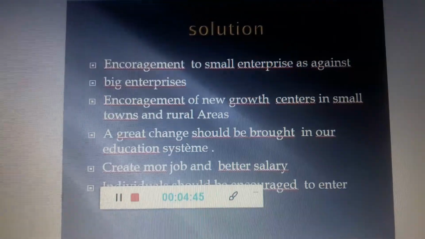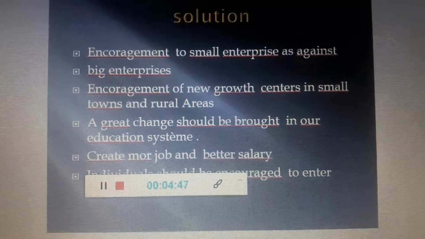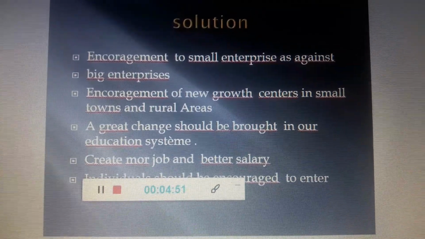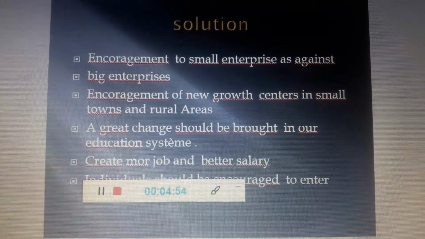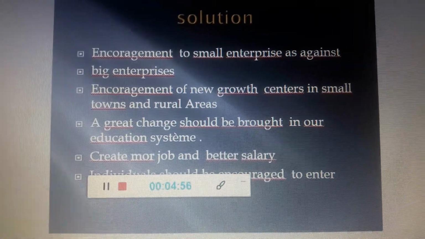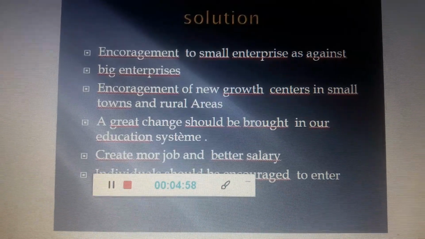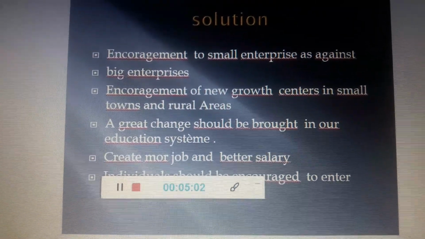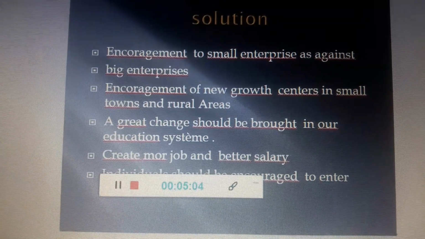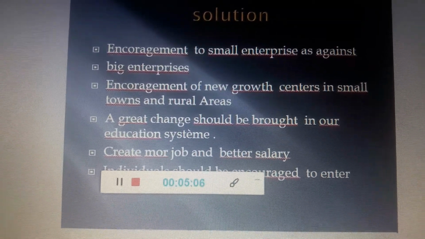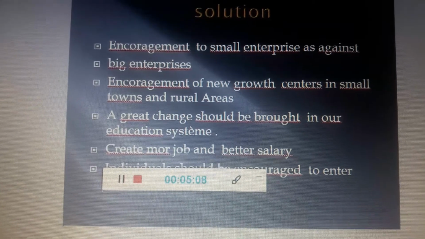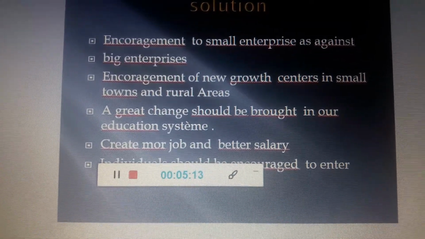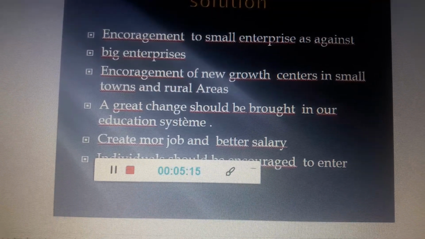So, what is the solution? The first is encouragement of small enterprises as against big enterprises. How do we encourage them? We should give them money to create more jobs, and encourage new growth centers in small towns and rural areas. And two, a great change should be brought to our education system.